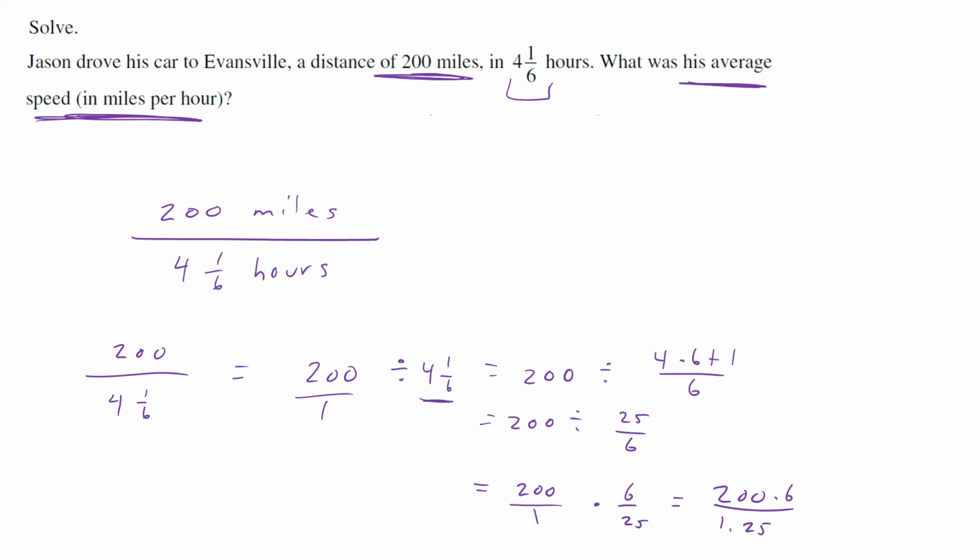And then we see here that 200 and 25 both share a factor of 25. 25 divided by 25 is 1. 200 divided by 25 is 8. And so this is going to give us 8 times 6 over 1 times 1. And so we're left with 48. So his average speed was 48 miles per hour.